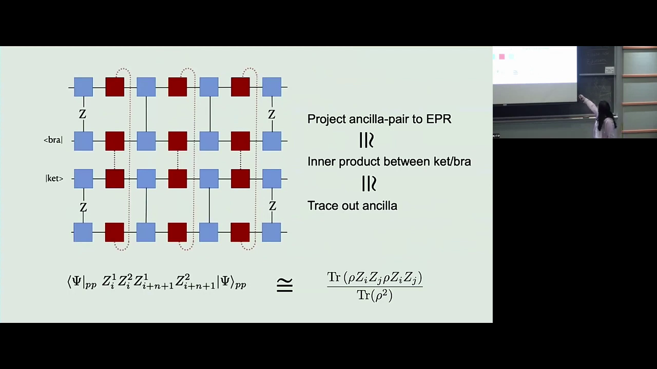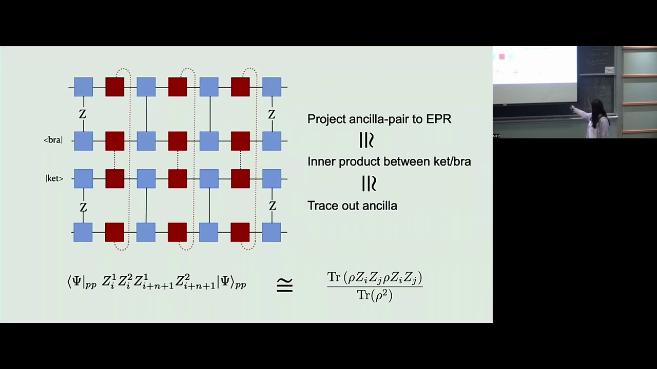So here I'm doing an inner product, which is equivalent to projecting the ancillary pair to EPR, and then previously I measured a 4-point correlation function, 2 of which on the first and 2 of which on the second copy. Now I measure this 2-point correlation function, 2 of which act on the ket space and 2 of which only on the bra space, and inner product with the density matrix itself.